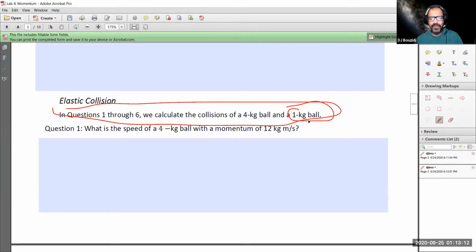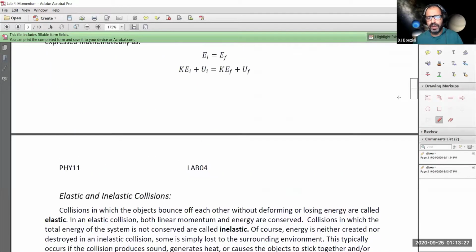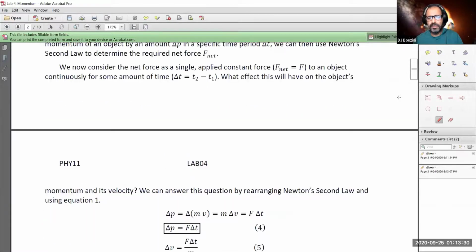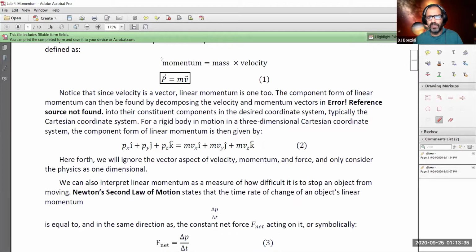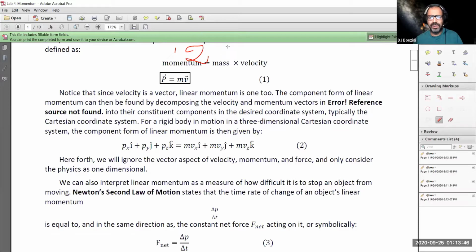So what is the speed of a 4-kilogram ball with a momentum of 12 kilogram meter per second? Can anybody tell me what the number might be? We have the momentum. Remember the definition of the momentum up there. Momentum is mass times velocity. We're given the momentum to be 12, and the mass is 4, and we're asked for the velocity.